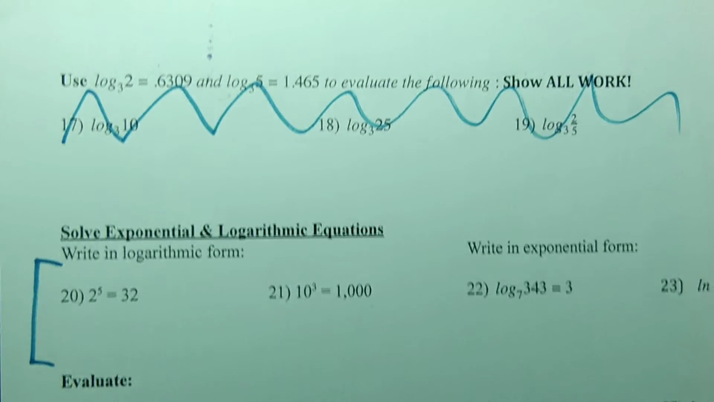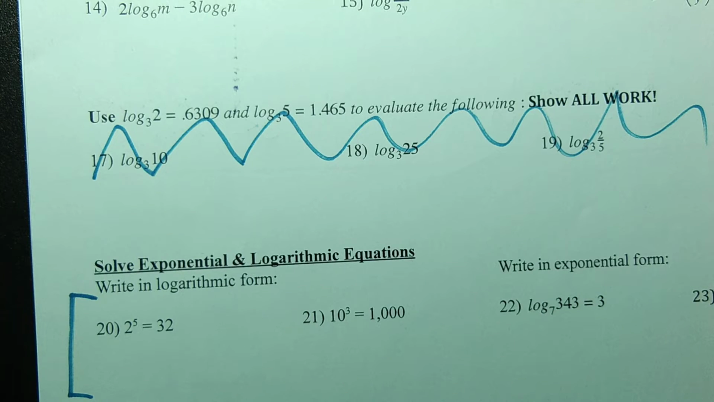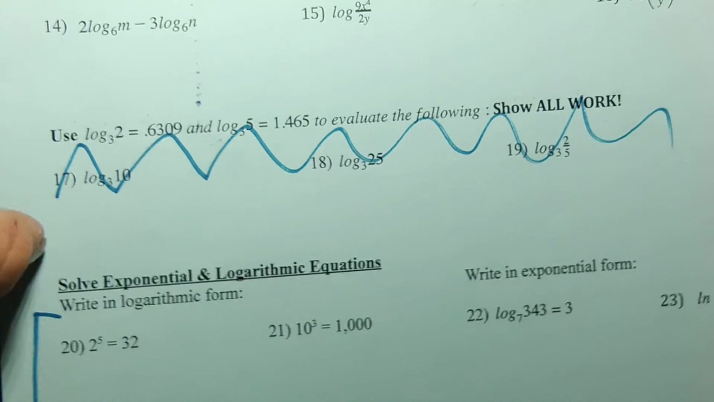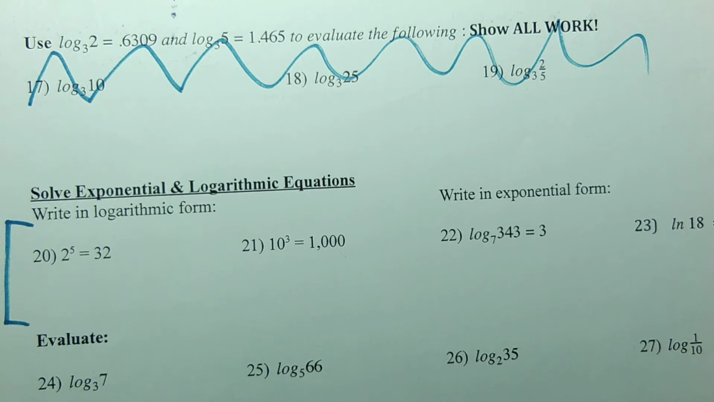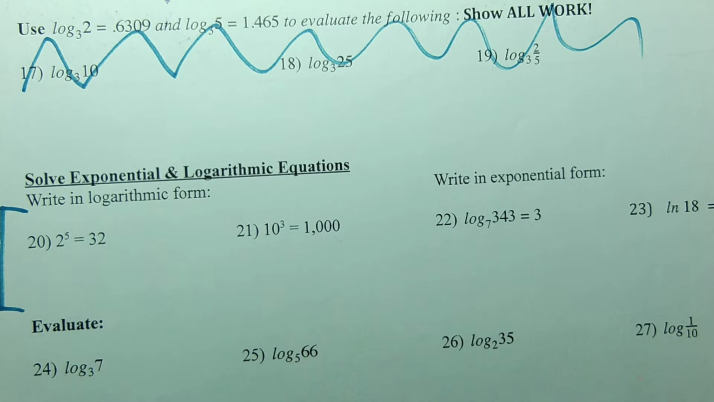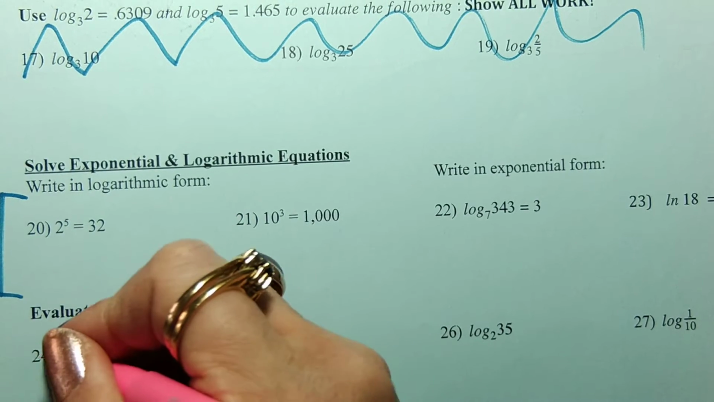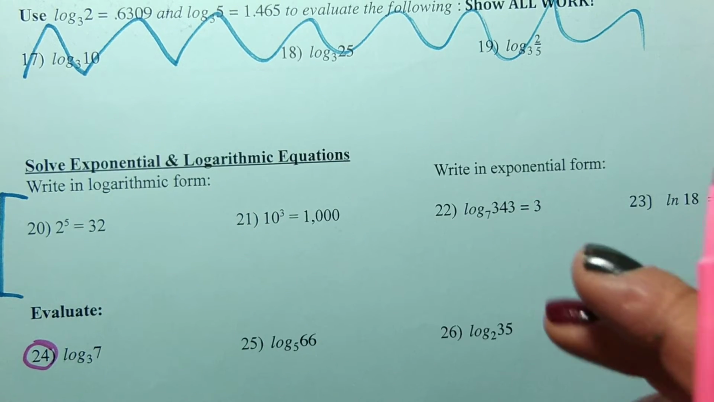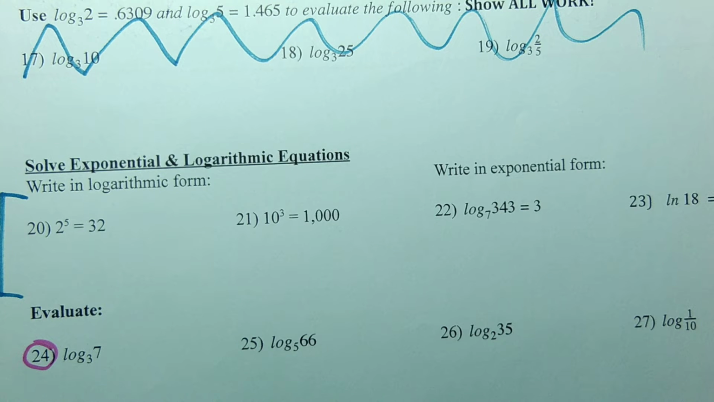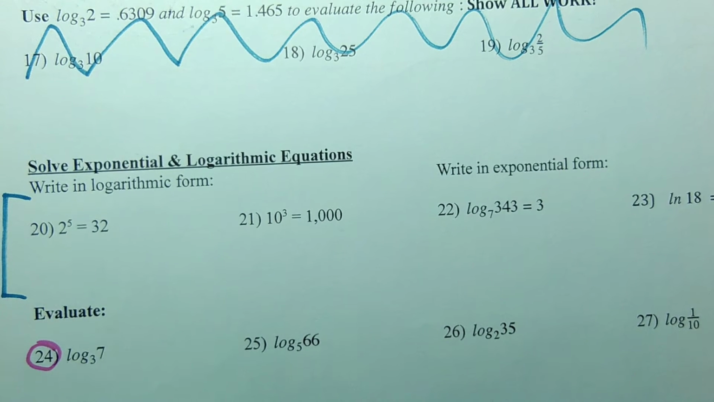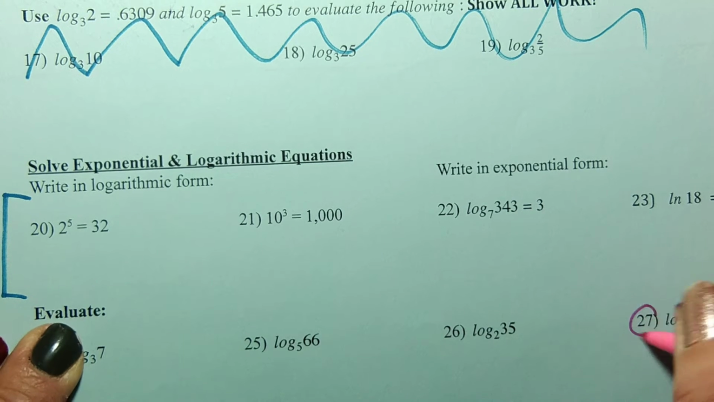So cross off 17 through 19 in the guided practice. I'm not going to do any of those. And we're going to work on 20 through 23 and 24. Not 24, just kidding. Skip that one. Actually, 27. 27, not 24.